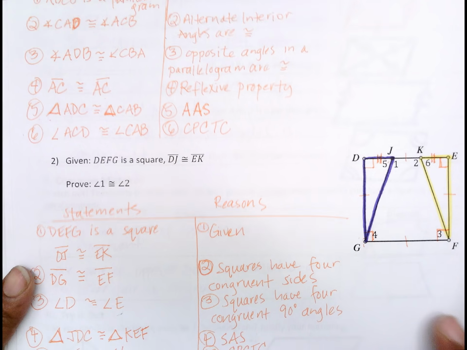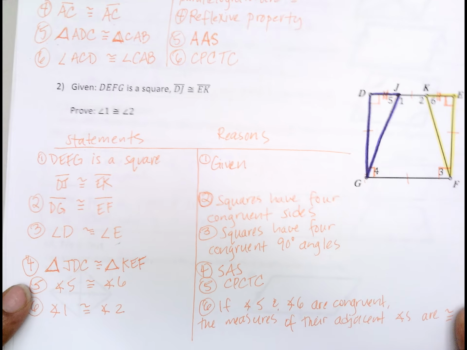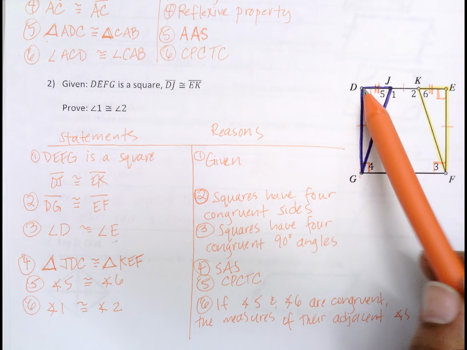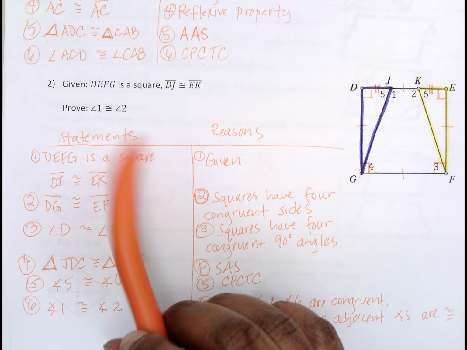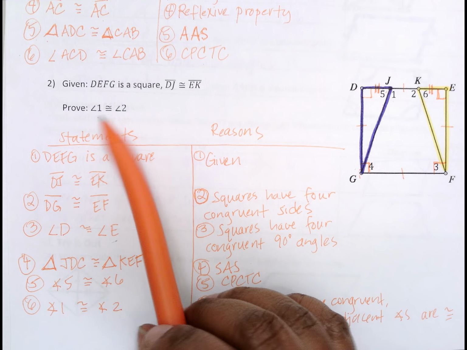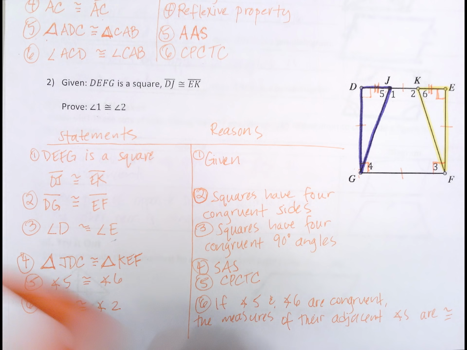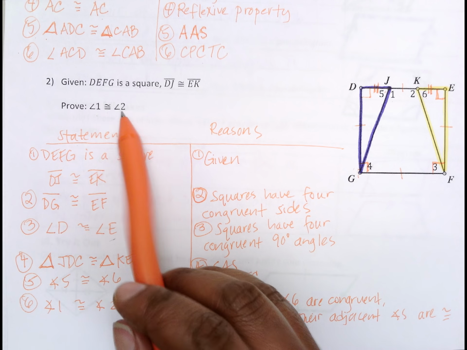Let's give it another try with number 2, which is a longer proof. So here's the whole thing, so you can copy it down as I review it. It states here, 2, given that DEFG is a square, and that segment DJ is congruent to segment EK. Prove, and again, we're being asked to prove that angles are congruent, not that the triangles themselves are, even though we are going to have to prove that the triangles are congruent before we can prove that the angles are.